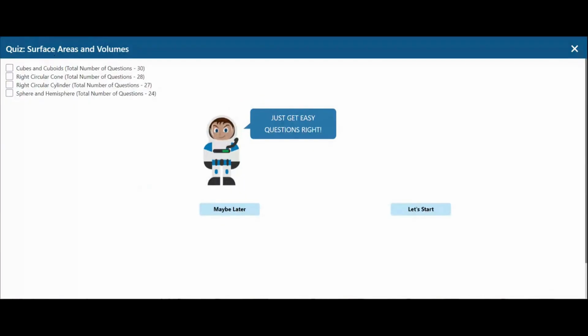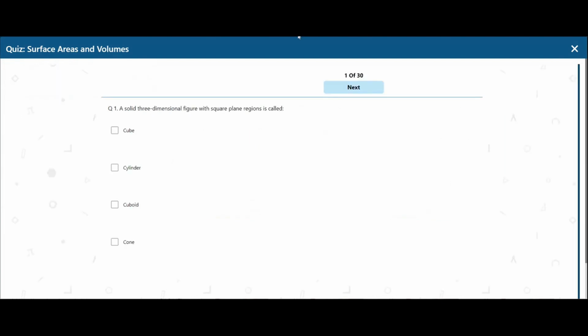There are cubes, cuboids, cone, cylinder, sphere, hemisphere. Ma'am, let us do cube and cuboids. Yeah, one by one we can do. So here, you've been answering, Pavitra. Cube. Okay.